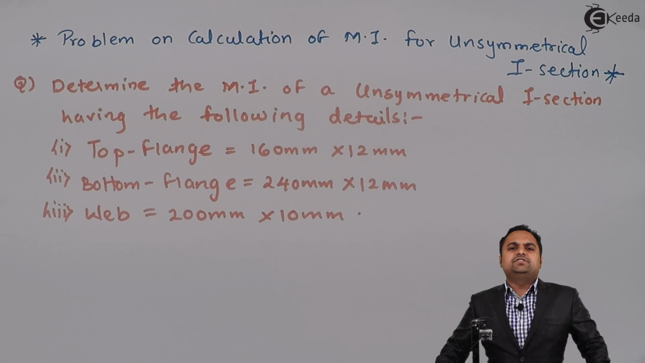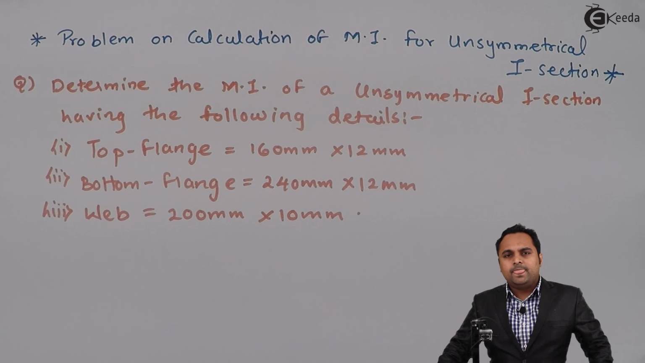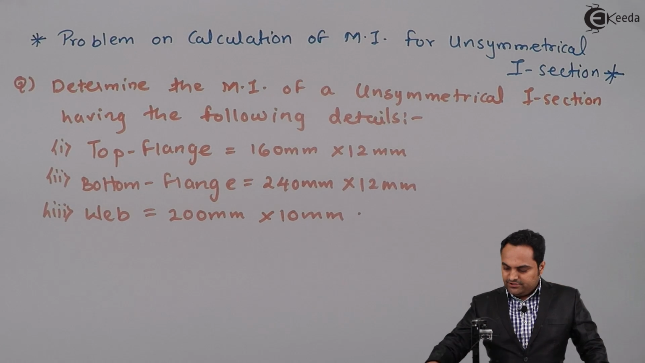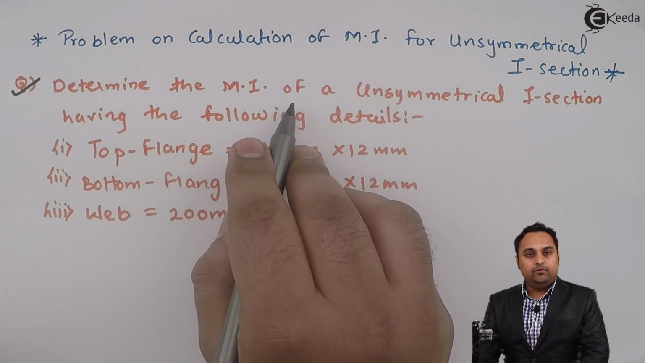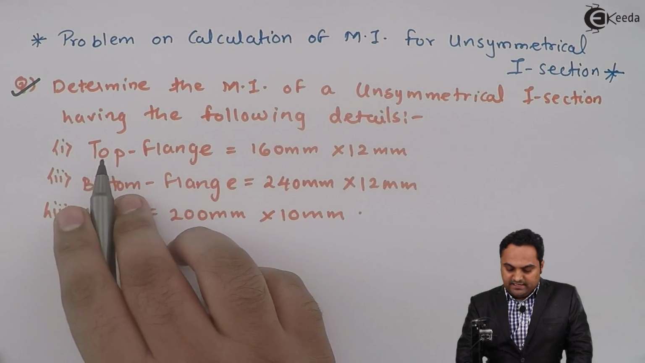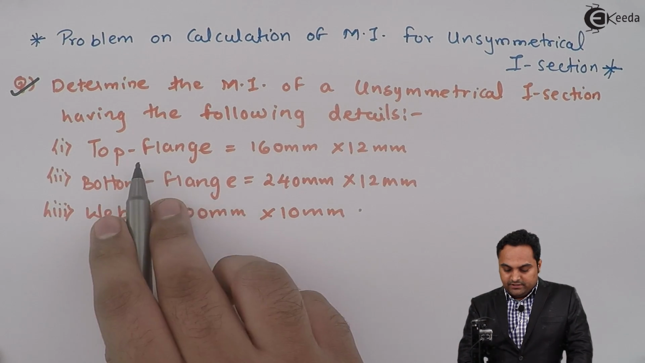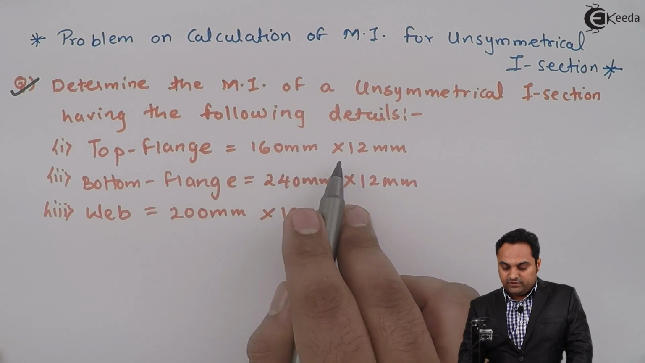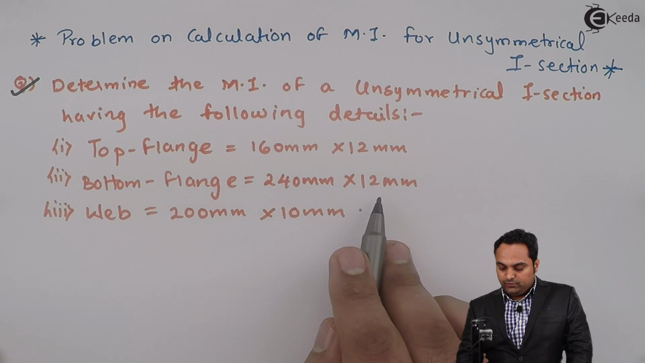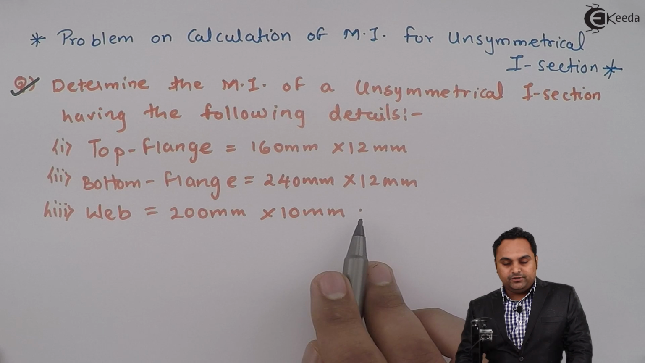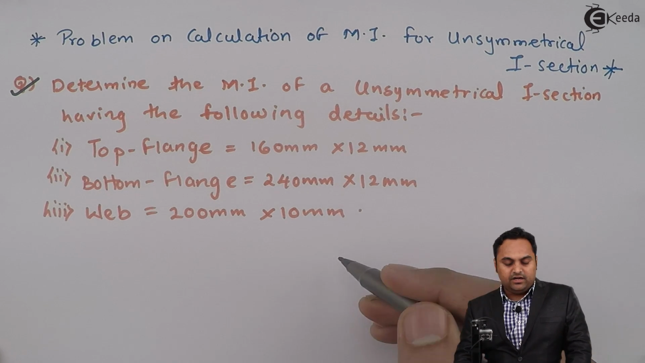Hello friends, here in this video we will see a problem on moment of inertia for unsymmetrical I section. Here is the question: determine the moment of inertia for unsymmetrical I section having the following details. Top flange is 160 into 12 mm, bottom flange 240 into 12 mm, web is 200 into 10 mm. So these are the areas given.